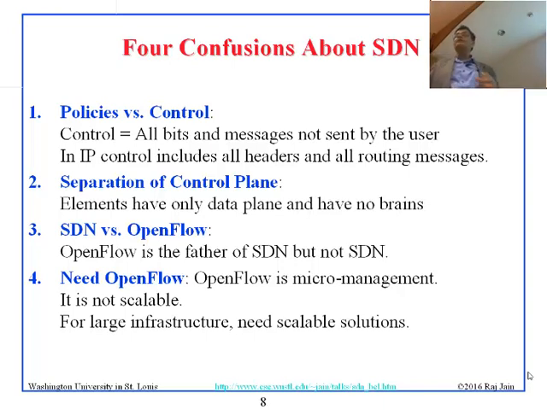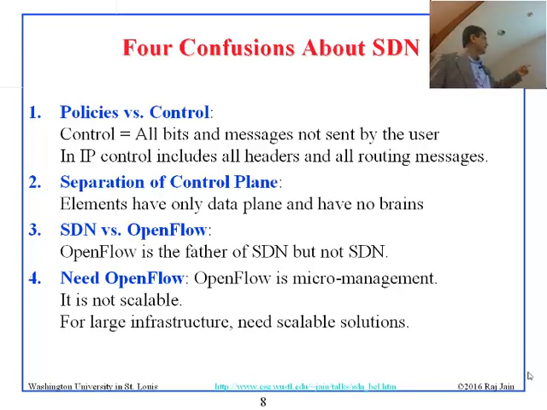SDN versus OpenFlow. OpenFlow was the first protocol that was designed. Actually, SDN came later. OpenFlow came first. What was happening was, Stanford University professors wanted to have a network in which they could experiment at the same time while it was being used by real people. So they said, okay, we'll separate into two. And so they designed a protocol, OpenFlow, which separated the control plane from the data plane. OpenFlow is a protocol which connects the two. And then somebody thought, if we can do this, we can do software-defined networking. So OpenFlow is the father of SDN, or mother of SDN, but it's not SDN.